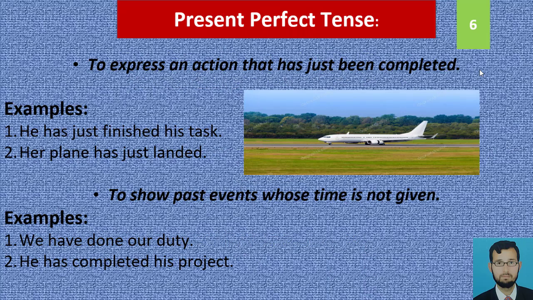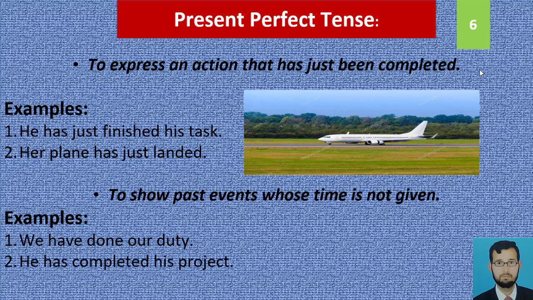Let us move towards the next usage. We use the present perfect tense to indicate completed activities in the immediate past with just. He has just finished his task. Just means a short time ago. Just is used to describe an action that recently happened. We notice here that we use the word just between have and the past participle. This shows that the action happened very recently.